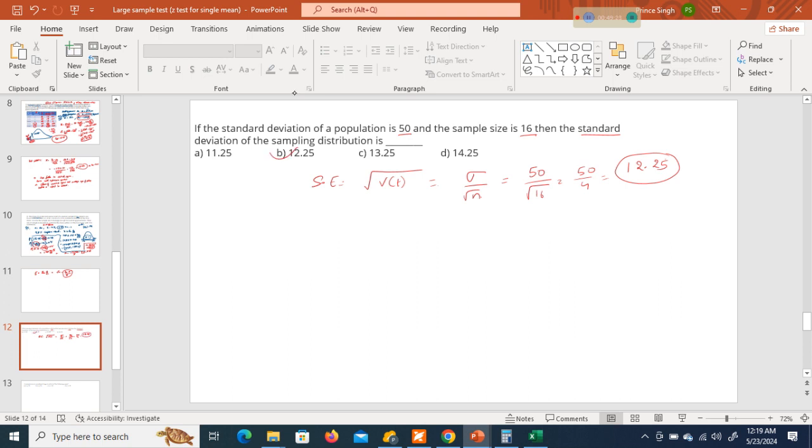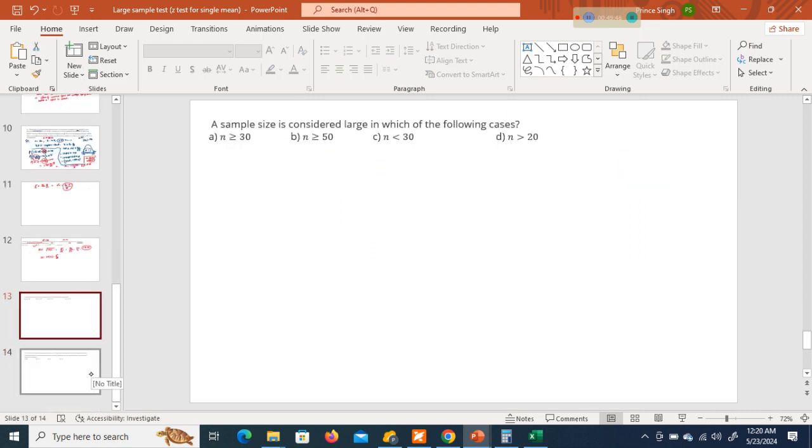So like we have discussed in the topic about the sample mean, the standard error is the standard deviation of the estimator, that is x bar, and we have discussed that it is sigma upon square root of n only. Standard deviation of population is sigma, given here as 50, and the sample size n is given here as 16. So by substituting these values we can get the answer. Okay, let us try the next one.